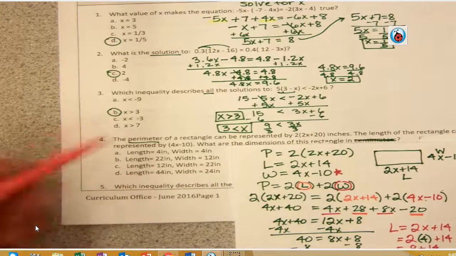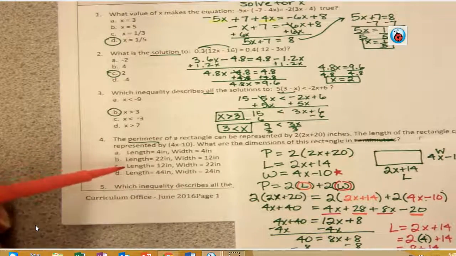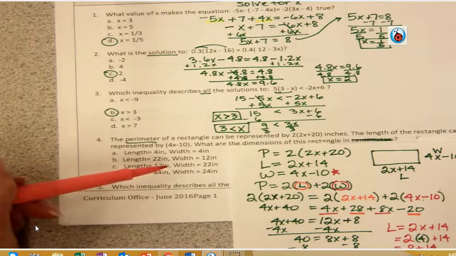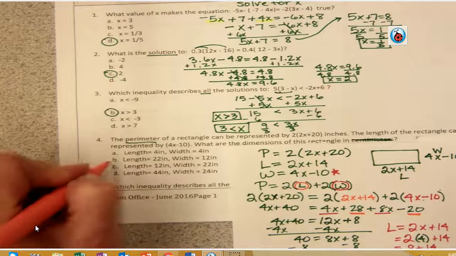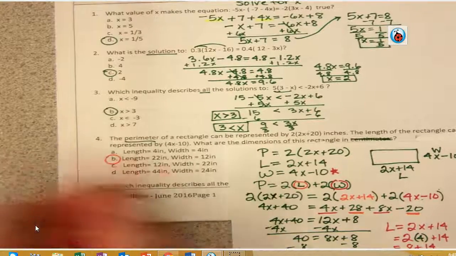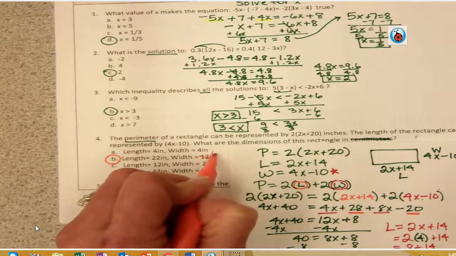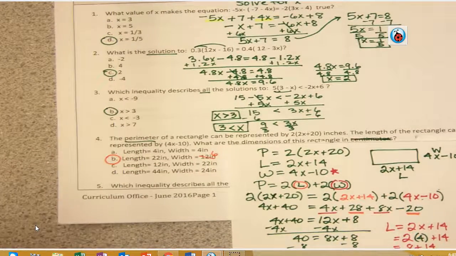So now I look up here and I notice that the length is 22 here, but the width is 12. I think that's a typo, so I'm going to answer B. This should be 6. All right, moving on.